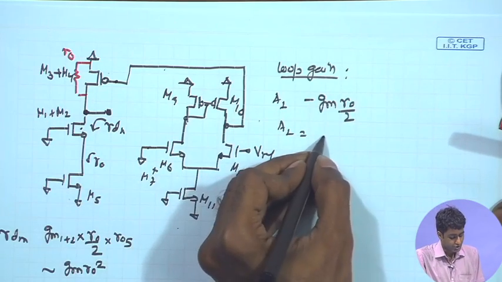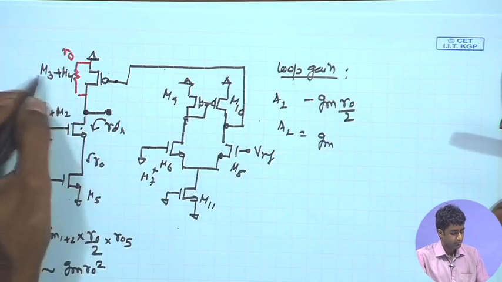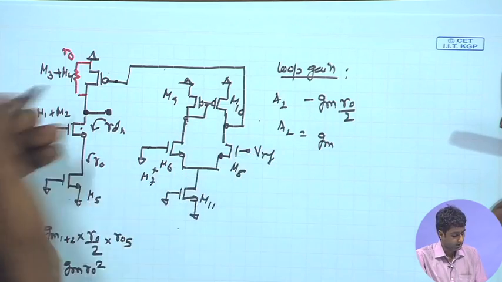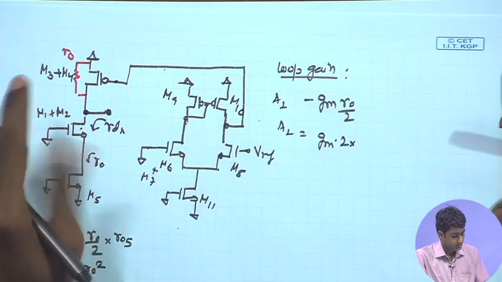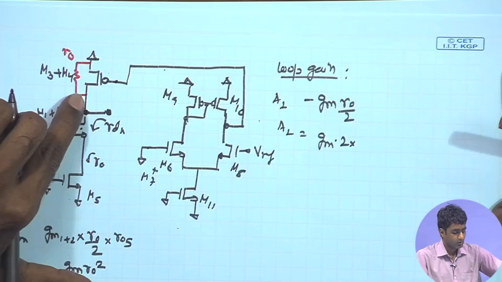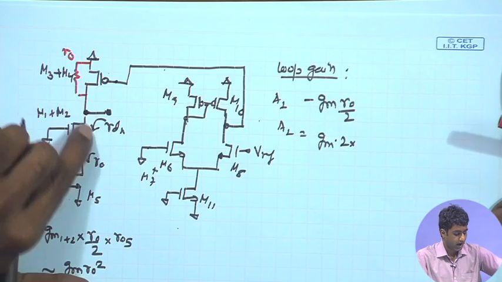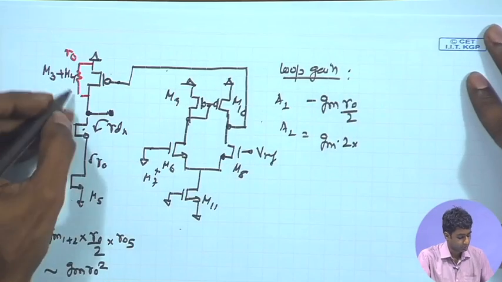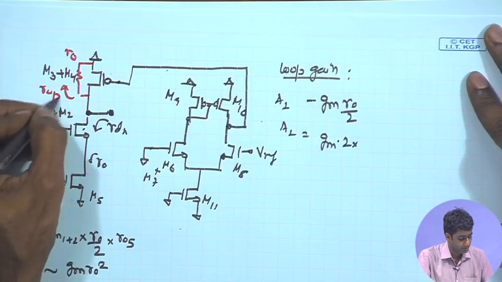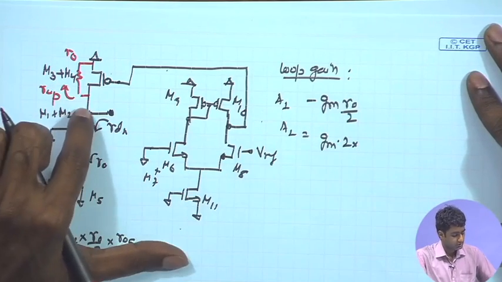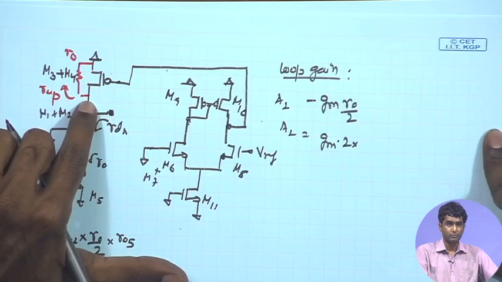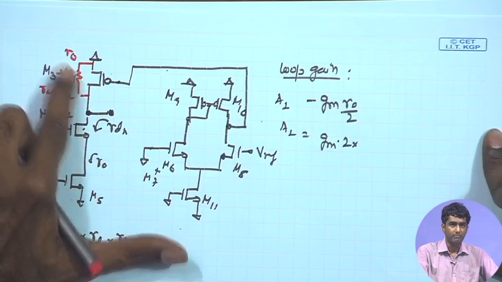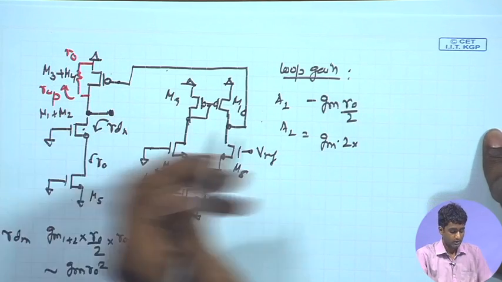will be GM3 plus 4. So, I can call it 2 times GM times the overall parallel combination of R down parallel R up. So, here you have the small signal resistance looking up, R up. So, the overall small signal resistance at this output node is a parallel combination of R up and R down.